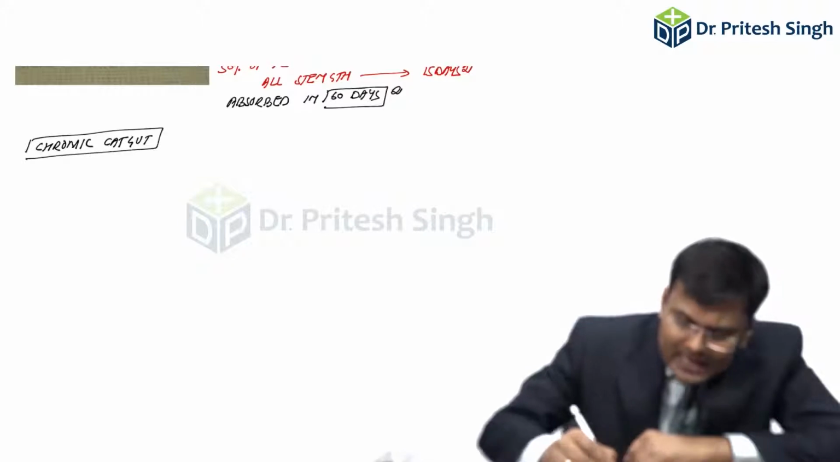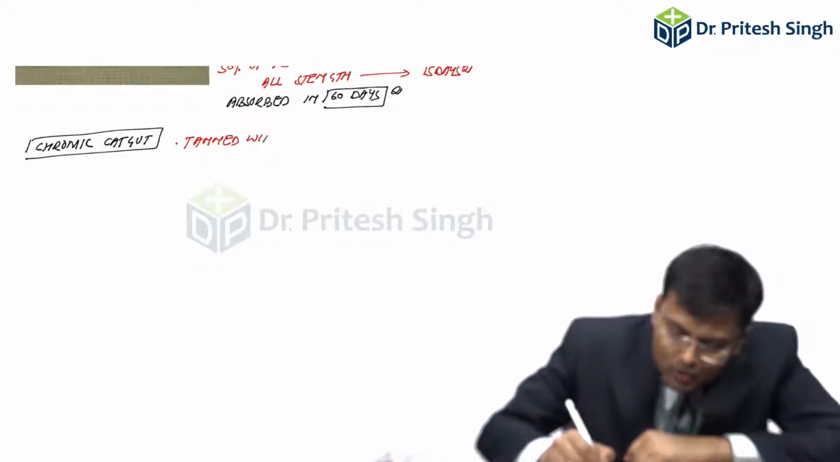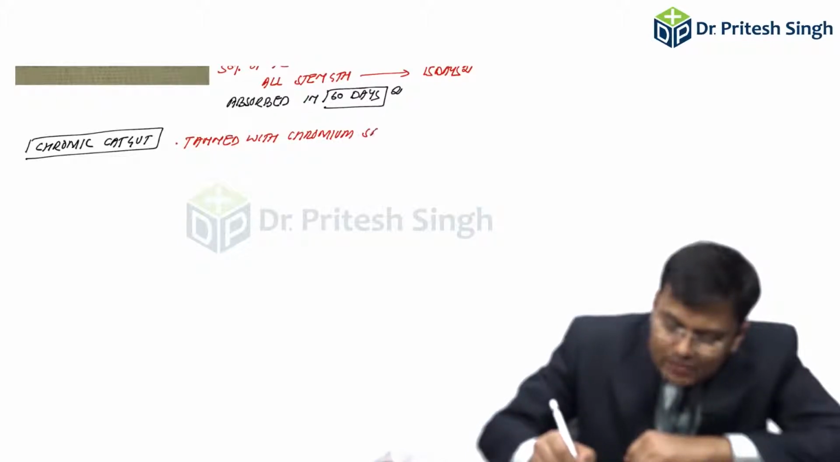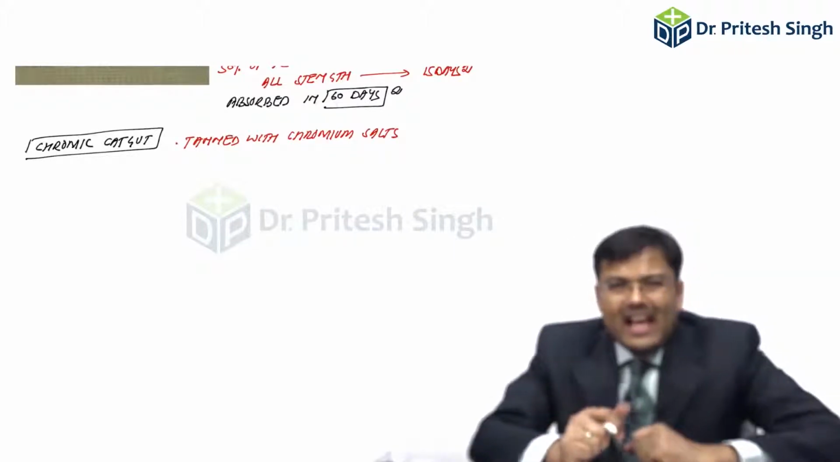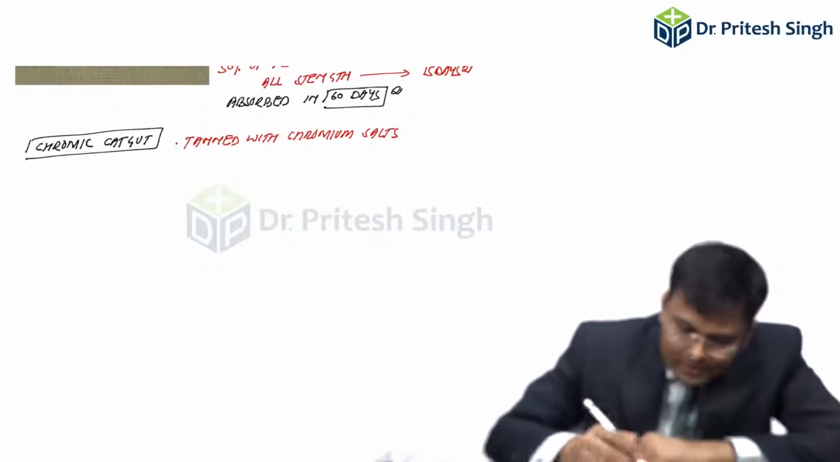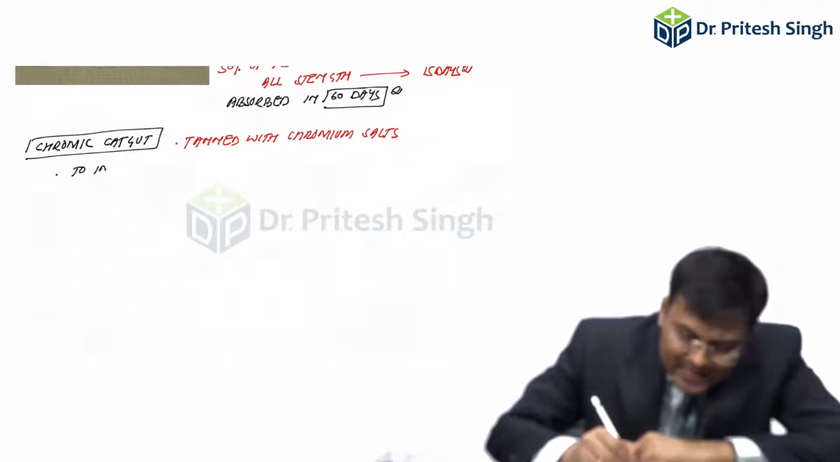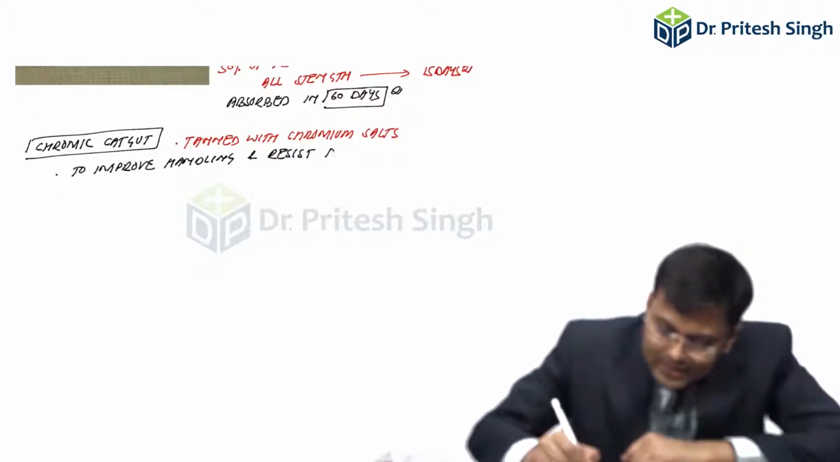In this case, the catgut suture is tanned with chromium salts. Catgut is tanned with chromium salts, and that's why it's known as chromic catgut. Why? Just to improve the handling of the suture and resist degradation in tissues.